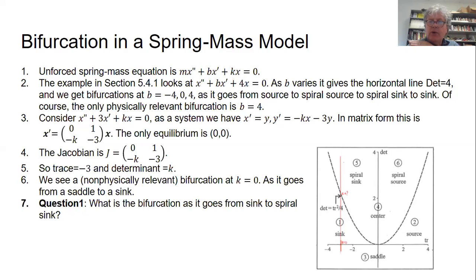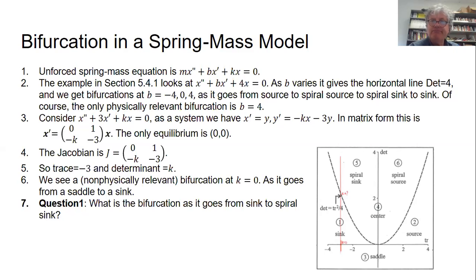And you look at where that horizontal line crosses the special cases, and that's at -4, 0, and 4, right? It's where it crosses the parabola and the vertical axis. And so it goes from a source to a spiral source to a spiral sink to a sink. Of course, the only one that's physically relevant is the one where b is positive. And so that's where it goes from a spiral sink to a sink.